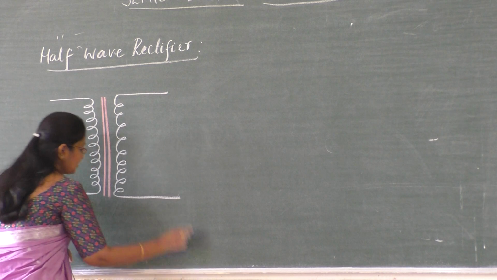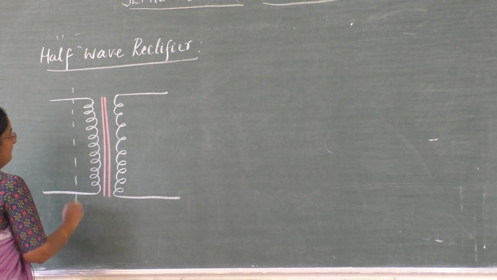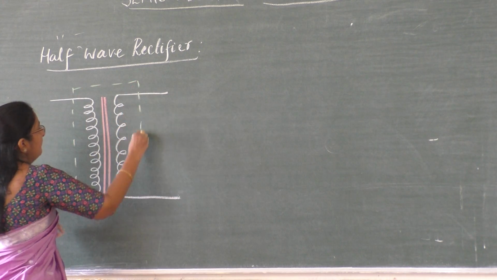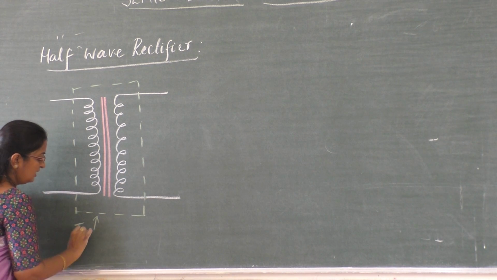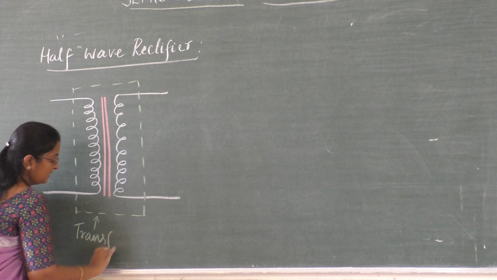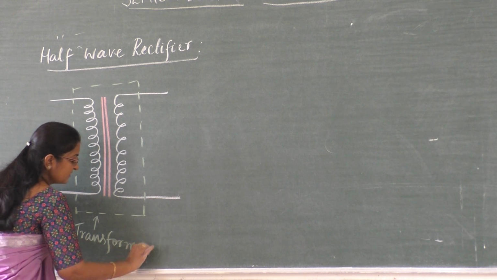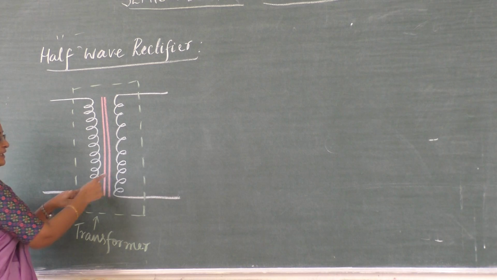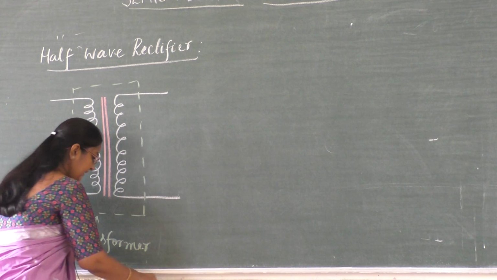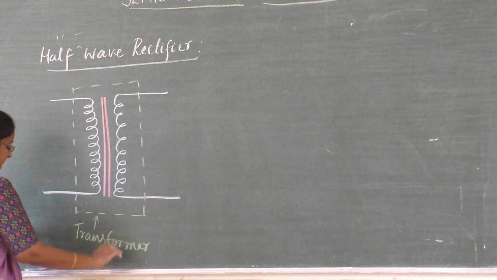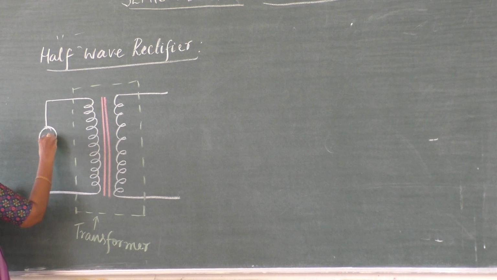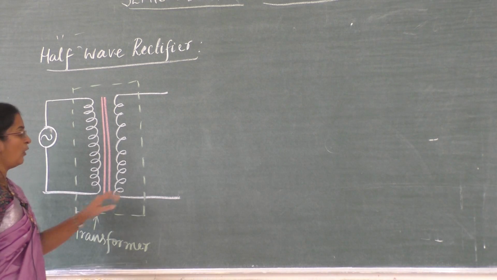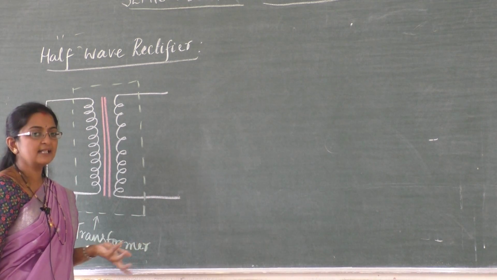This whole system is called a transformer. It has two coils. The first coil is called the primary coil, the second one is called the secondary coil. The input is given across the primary, that is from the AC source. Input is AC. Now the output that we have to get is DC.